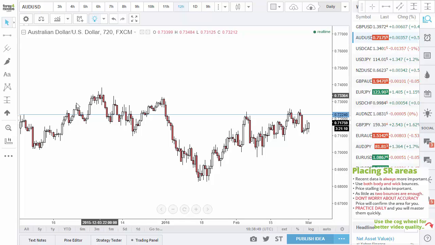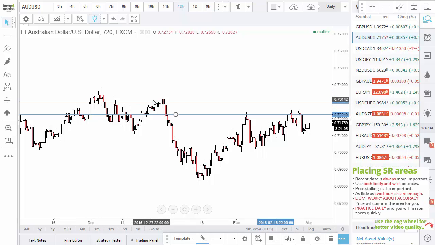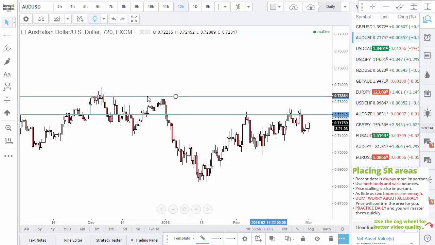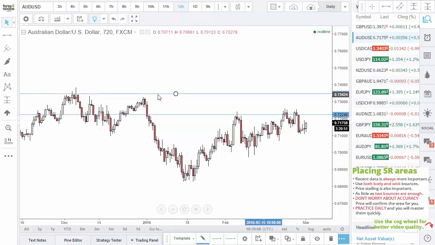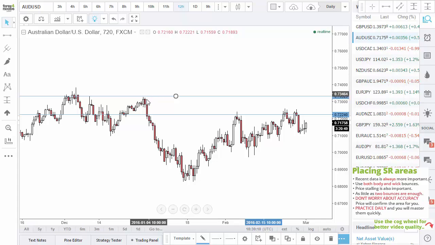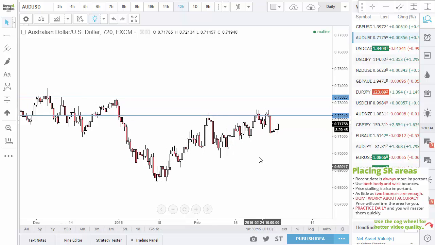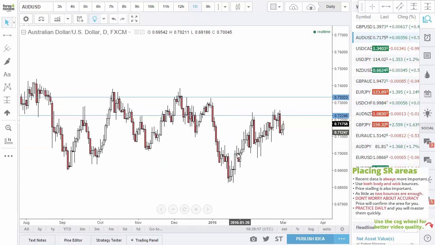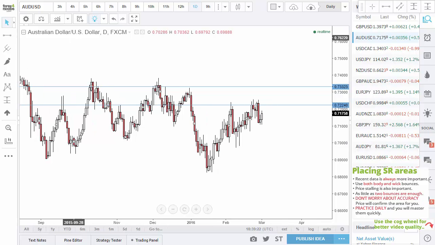Next support resistance area, roughly here. I'm placing it there because it's got 2 recent bounces there. So a bounce here and a bounce there. So that's a pretty good support resistance area, it looks like. Perhaps a little higher, but roughly around there. Yeah, that looks pretty good.